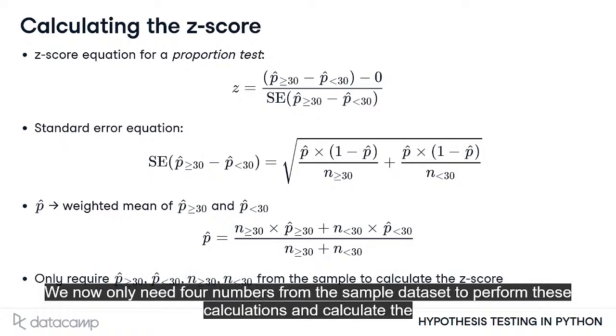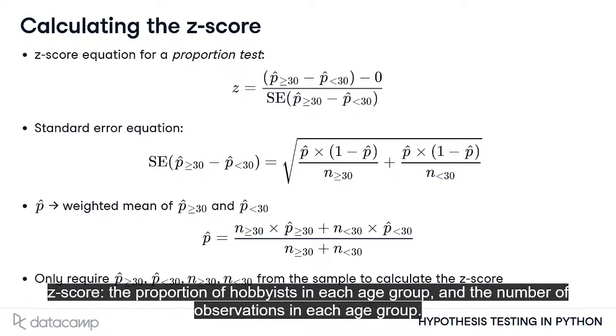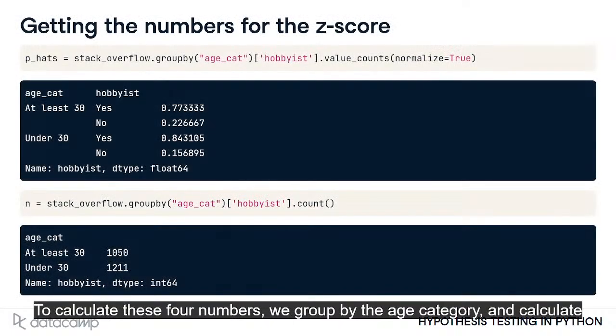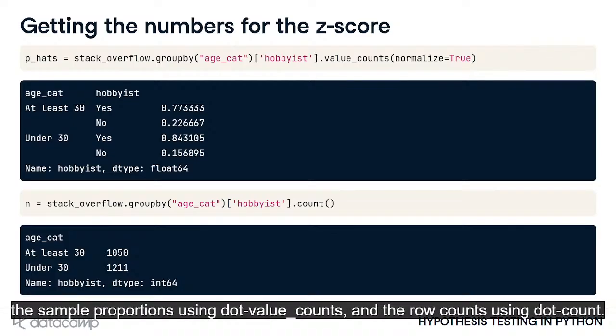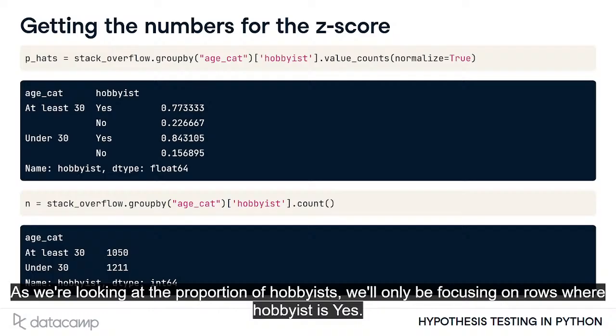We now only need 4 numbers from the sample dataset to perform these calculations and calculate the z-score: the proportion of hobbyists in each age group, and the number of observations in each age group. To calculate these 4 numbers, we group by the age category and calculate the sample proportions using .value_counts, and the row counts using .count. As we're looking at the proportion of hobbyists, we'll only be focusing on rows where hobbyist is yes.